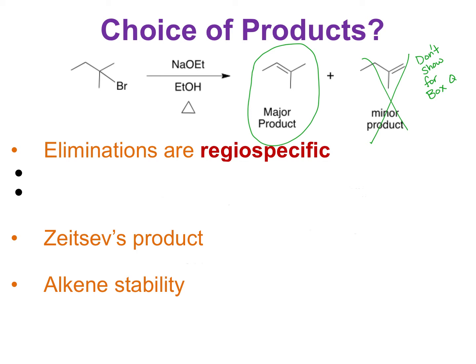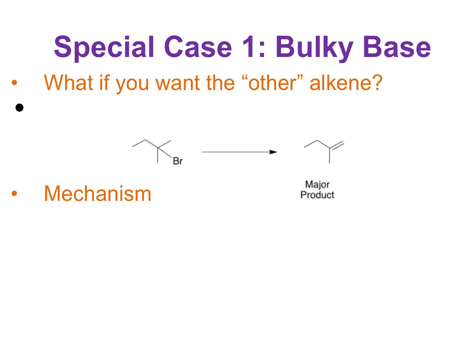So now what we're going to do next is compare this to using a different kind of base and see why it's different. So as we just said, if we use sodium ethoxide, a common base, we're going to get the most substituted double bond, the most stable one. But what happens if you want the other alkene? Remember I told you that organic chemists love to have every option possible. So if there's one way to make one thing, they want to find the way to make the other thing. So basically that's what they did.